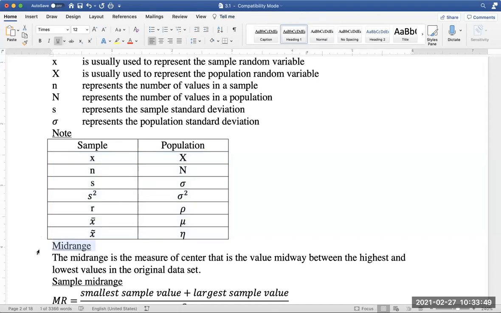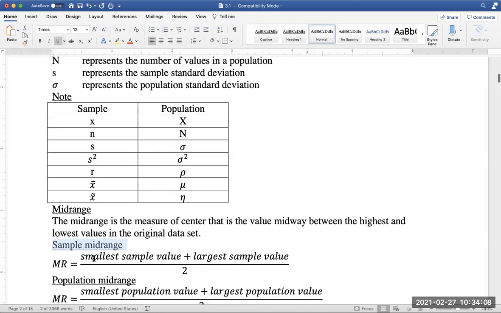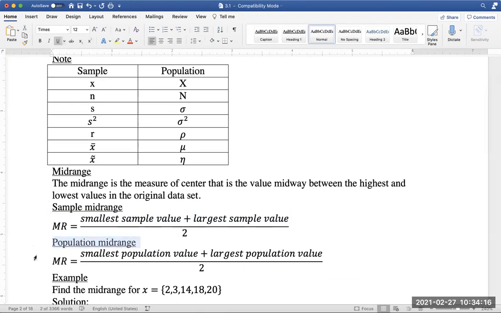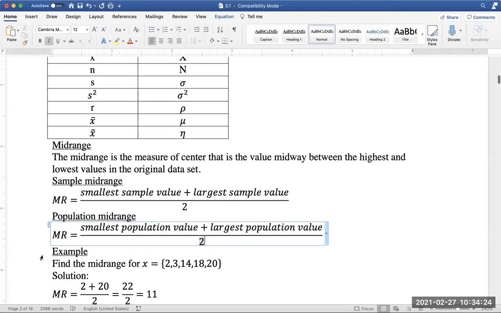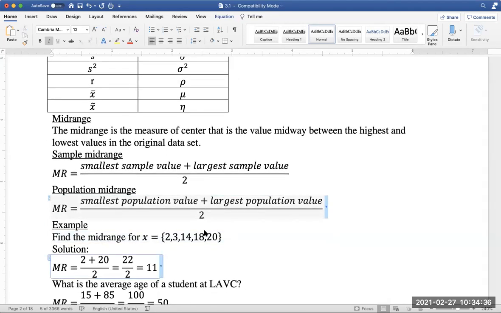So, mid-range. So let me do the mid-range. The mid-range is a measure of the center that is midway between the highest and the lowest data value. And so the sample mid-range is the smallest sample value plus the largest sample value divided by 2. The population mid-range has the same formula. It's the smallest population value plus the largest population value divided by 2. So suppose I want to find the mid-range for 2, 3, 14, 18, and 20. Well, the smallest value is 2, the largest is 20. 22 divided by 2 is 11. So my mid-range is 11.